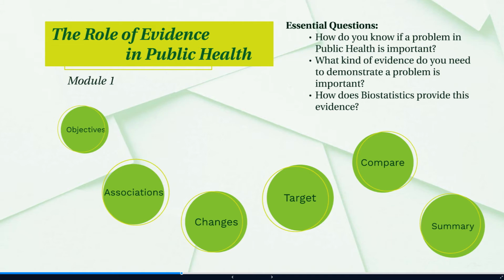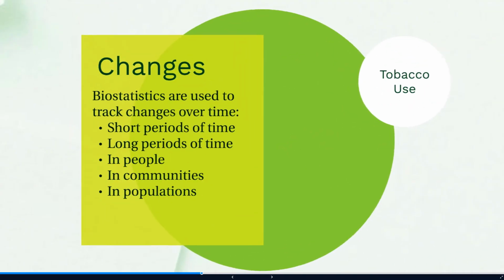What about changes that we can see? Biostatistics are used to track changes over time. The prior study looking at 1930s smoking per capita and 1950s outcome is a singular association measuring two different time periods, but it wasn't necessarily in the same people.